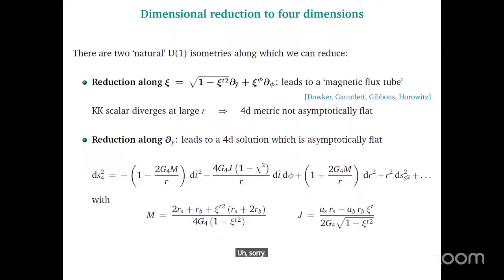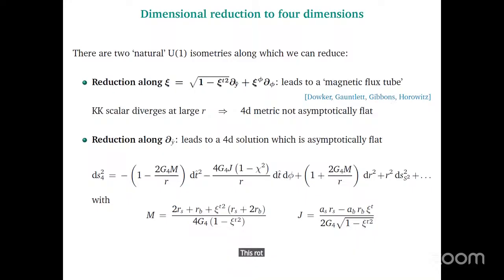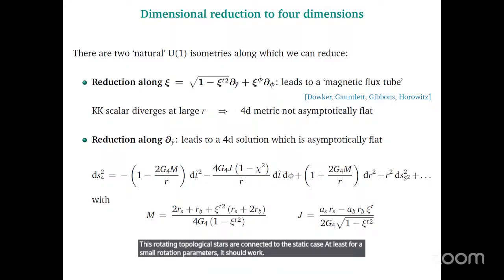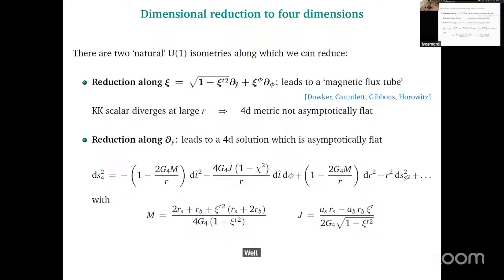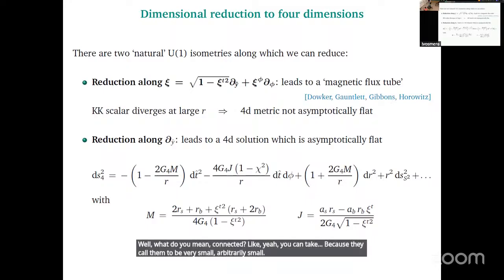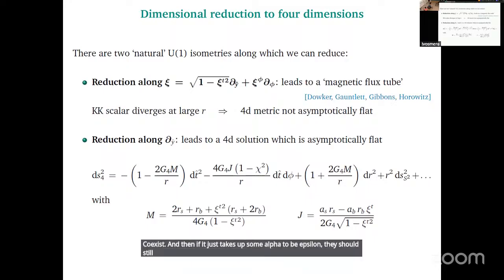Sorry, if I may just add a small comment. I would suppose that by continuity, because in the phase diagram these rotating topological stars are connected to the static case, at least for small rotation parameters, it should work. Well, what do you mean connected? You can take alpha to be arbitrarily small, to epsilon, and then the topological star and the black hole coexist. There's no reason why they should get out of the black hole range immediately for alpha non-zero.